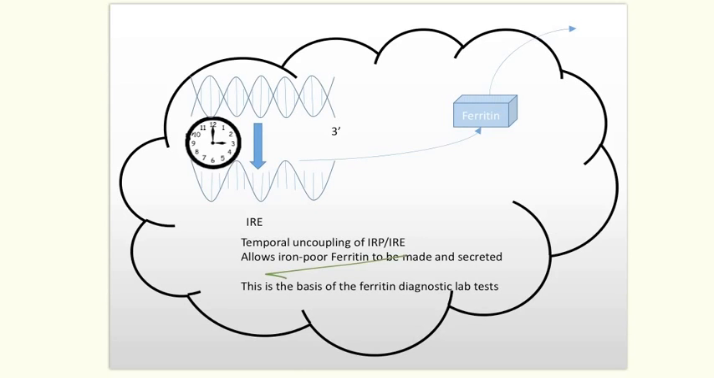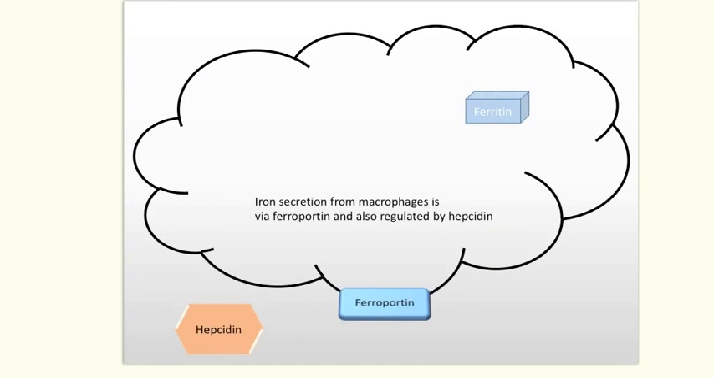It will become an iron poor ferritin, and the macrophage will secrete this out. This secreting out of ferritin may or may not be mediated through a protein called SCARA5. I don't really know, and I don't think anyone knows. But in general, iron secretion from the macrophage is via ferroportin, and it is hepcidin responsive. So again, another thing that has its major control mechanism via hepcidin.